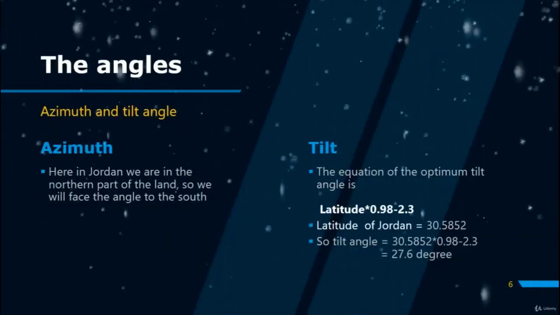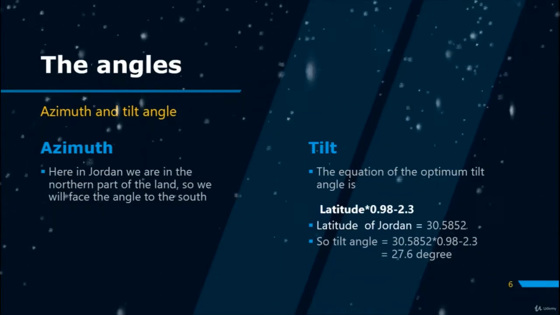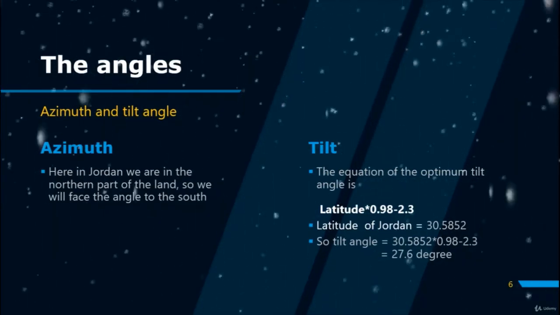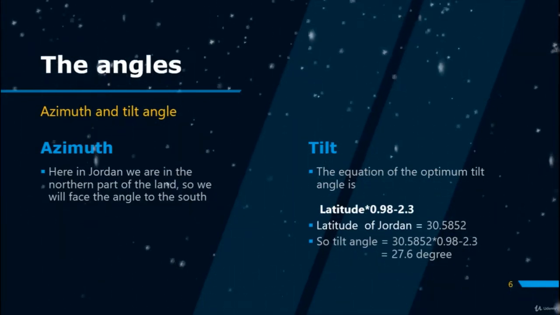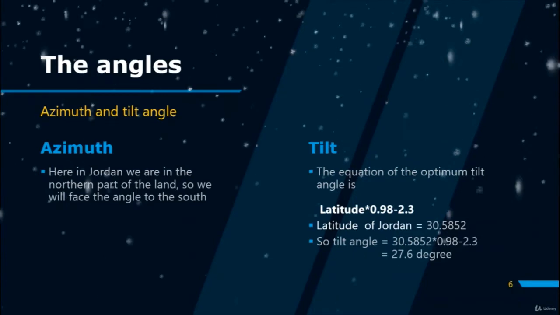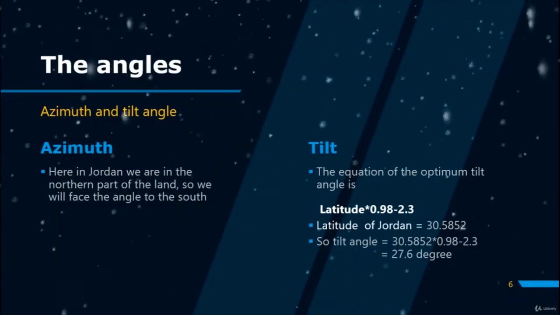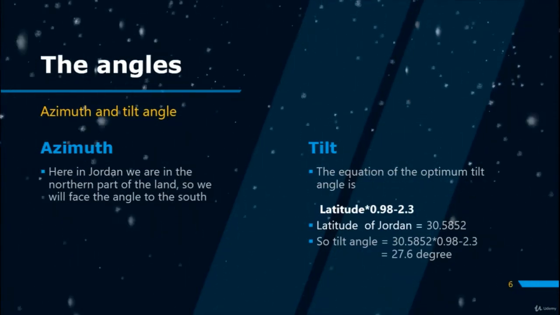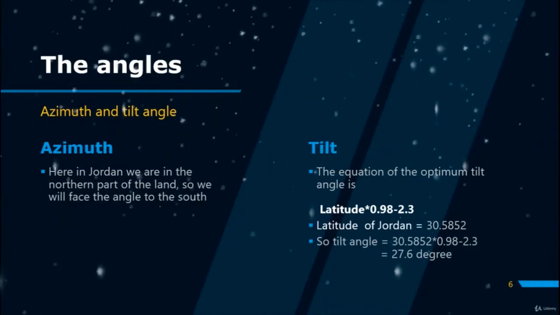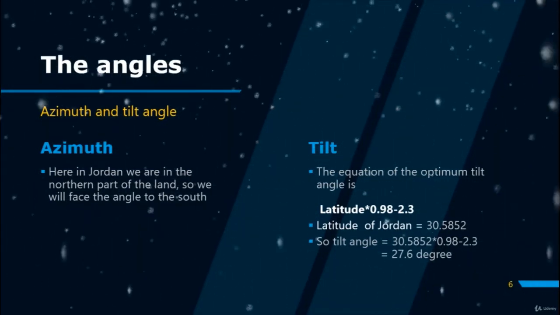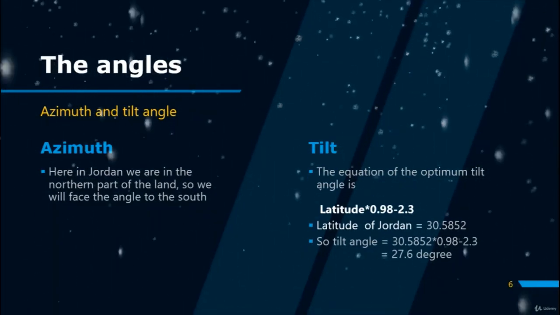Okay, the angles. Azimuth angle, as I said, here in Jordan we are in the northern part of the land, so we will face the angle to the south, and if we are in the southern part of the land, we will face the angle to the north. So it's easy. The tilt angle, we can calculate the optimum tilt angle for any system by latitude multiplied by 0.98 minus 2.3. The latitude of Jordan equals 30.585, so the tilt angle by this equation equals 27.6 degrees.